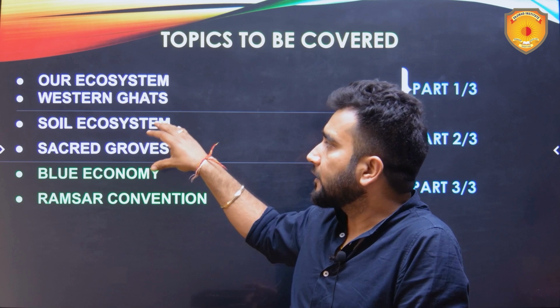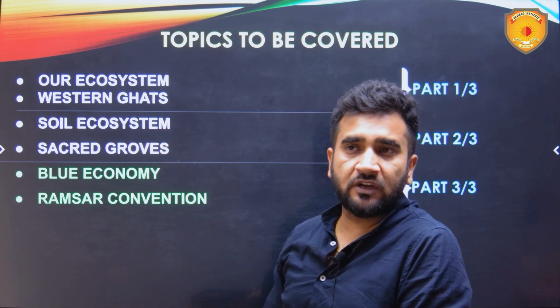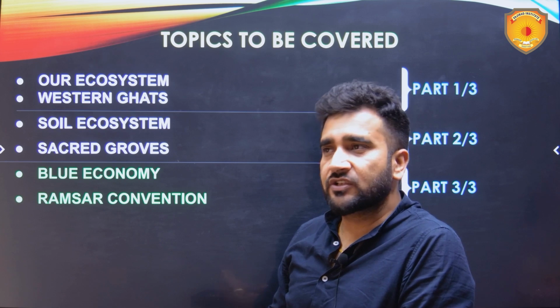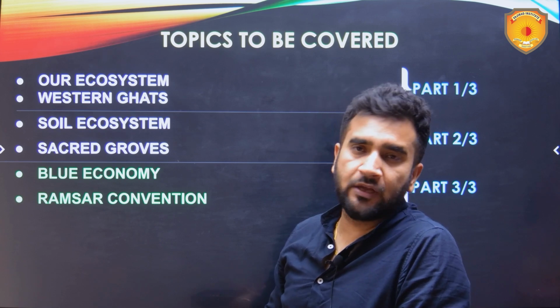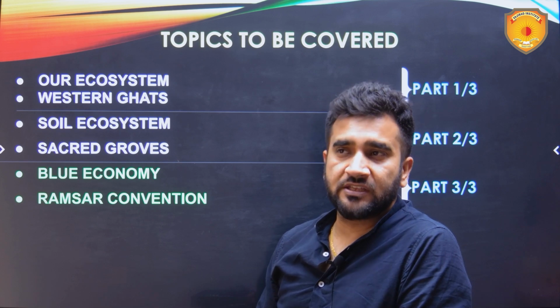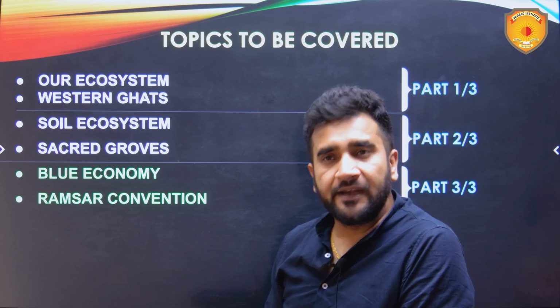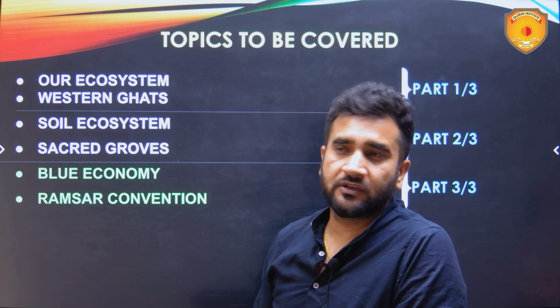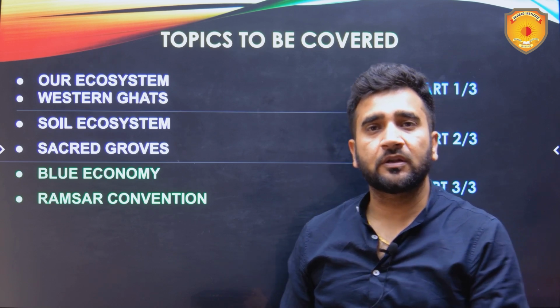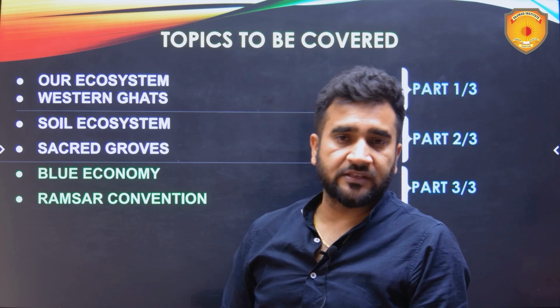In the second part, we covered soil ecosystems, in which we saw the biotic and abiotic factors which impact the soil health or the soil ecosystem. Secondly, we covered sacred groves. These are small forests which are conserved by the communities, primarily due to religious and traditional reasons, and there are other factors also responsible for this conservation.